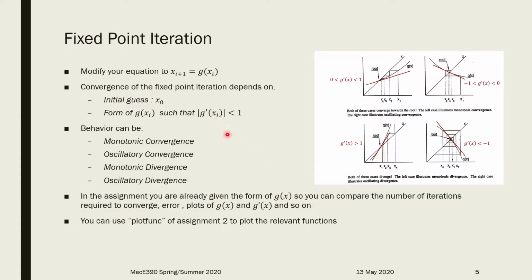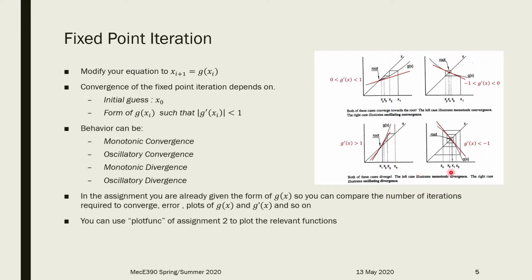So similar to the example that I've just shown you, you can extend it to the fixed point iteration method or the secant method. You just have to remember that for the fixed point iteration, you need to convert x_{i+1} equal to g of x_i as stated in the lecture notes. And you should also remember that its convergence depends on the initial guess x_0 and the form of g of x_i in such a way that the absolute value of g prime of x_i should be bounded by 1. And based on those two parameters, the behavior can be a monotonic convergence, an oscillatory convergence, a monotonic divergence, or an oscillatory divergence.